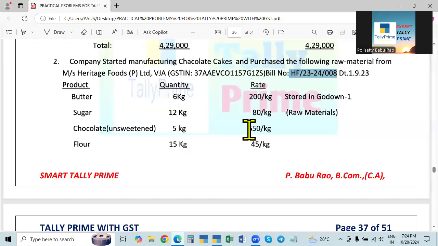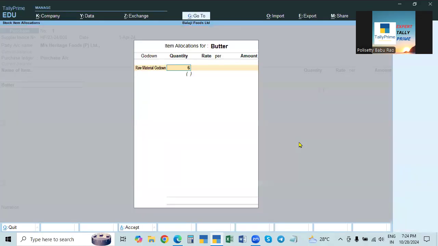And raw material godown. How much are you purchasing? 6 kg. Here, if you enter 6, it gives the value directly in the main unit. So if you enter 6 kg, since we have given the number of decimal places as 3, it shows 6.000. If it is 6.5 kg, it shows 6.500, like that. Then the alternate units are shown in brackets: 6 kg is equal to 6,000 grams. Rate is 200 rupees per kg.